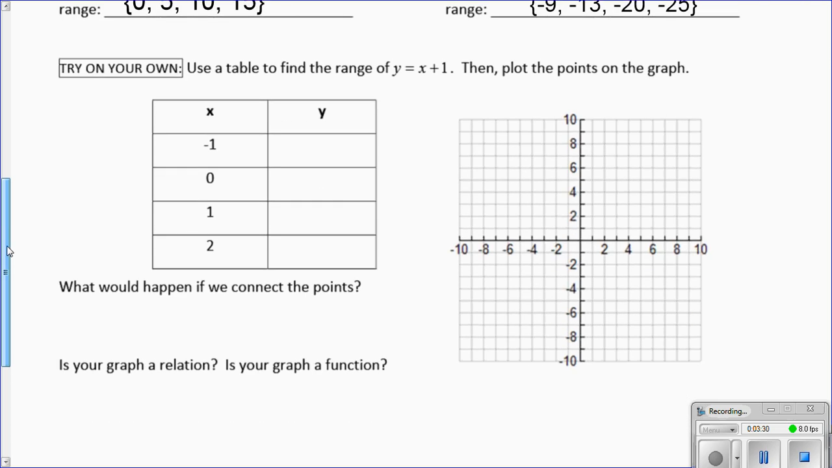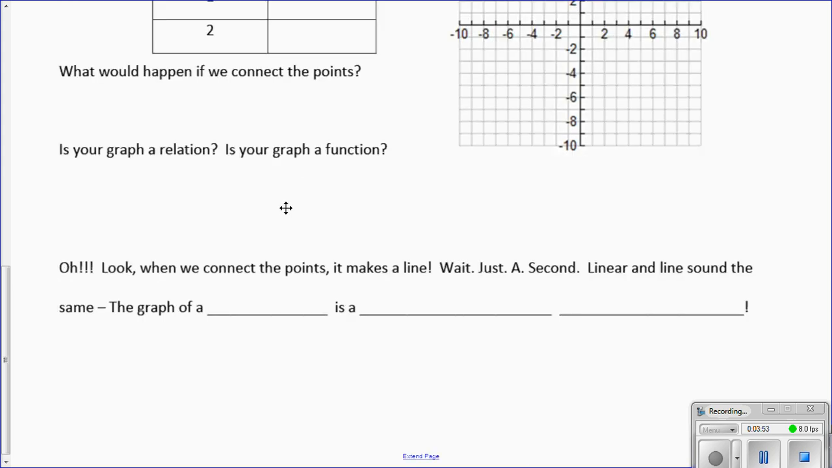So you guys are going to try this one on your own. A nice easy equation or function. Okay, and then I asked you a couple of other questions. What would happen if you connect these ordered pairs that you get? Like, you plot the ordered pairs on the graph, and what would happen when you connect them? Would it create a relation, or is it a function? Okay, so try that one on your own now, and pause the video, and then when we come back, we can talk about what happened.